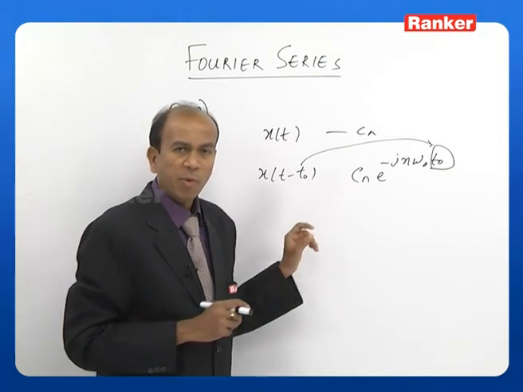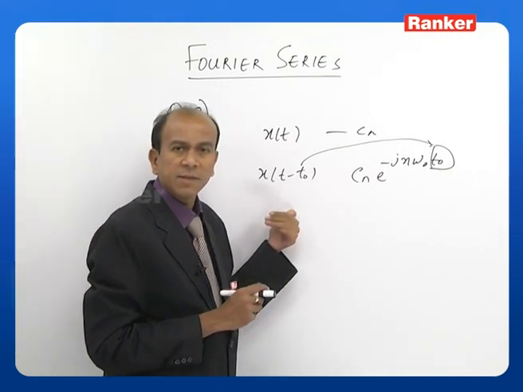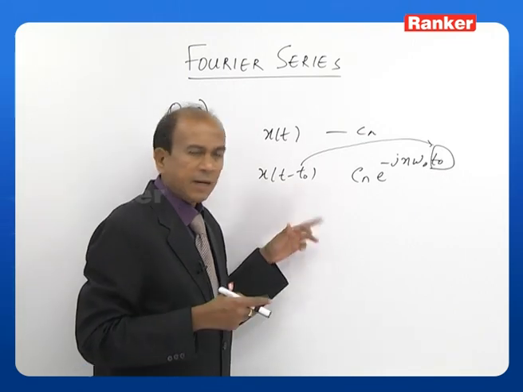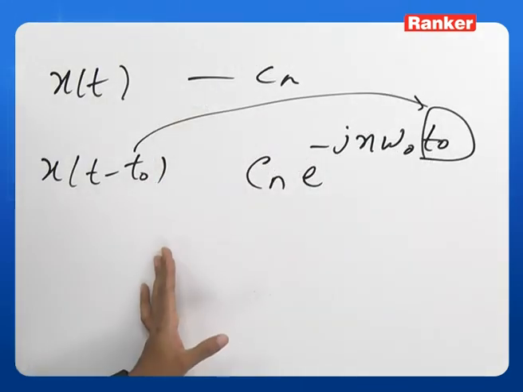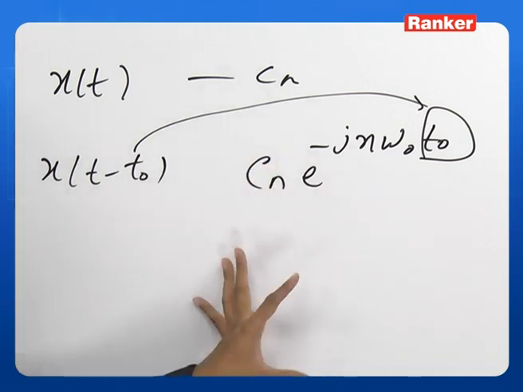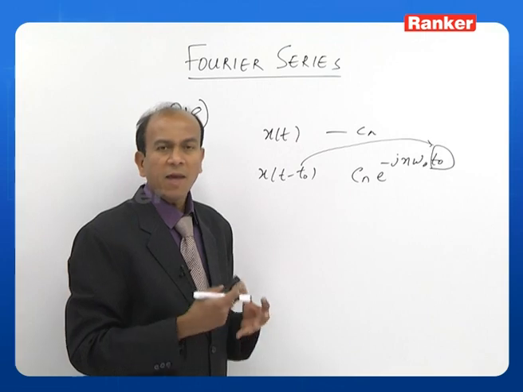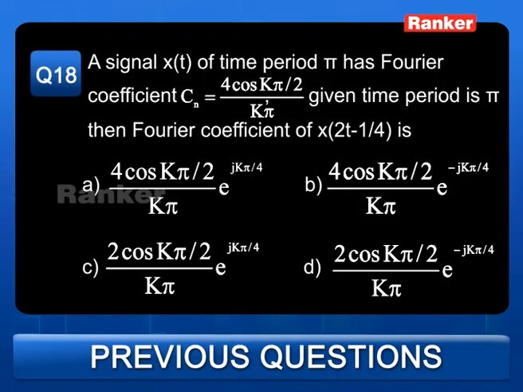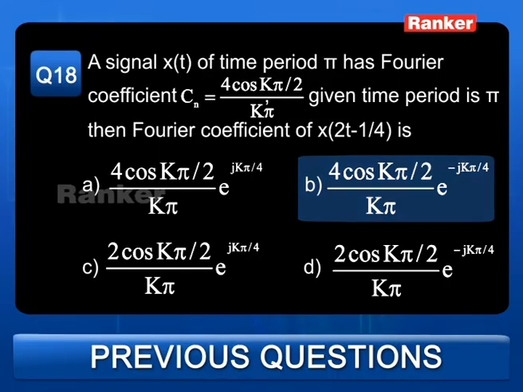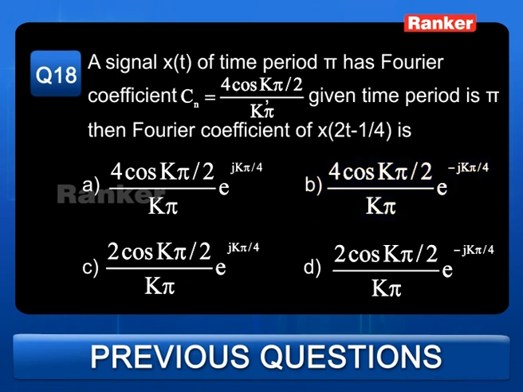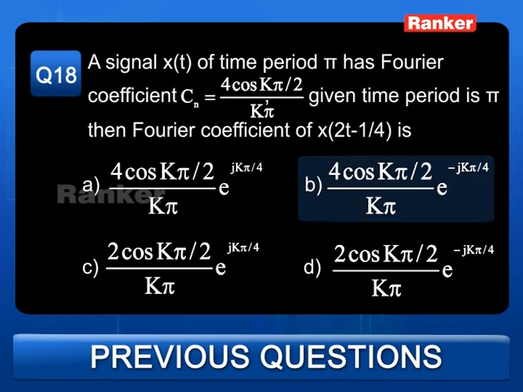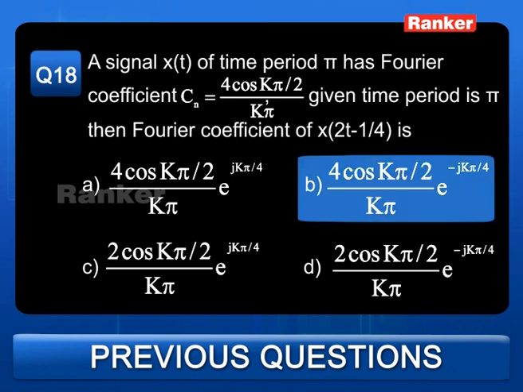So, here in our problem we are shifting x of 2t minus something, that is, t naught here is 1 by 4. That is what is being changed here. So, the answer will be Cn remains the same, whereas the exponential becomes multiplied by 1 by 4. Okay? The answer is B. That means 4 cos k pi by 2 by k pi is absolutely the same value as the Cn that is given to us, and the exponential is e to the power of minus j k pi by 4.